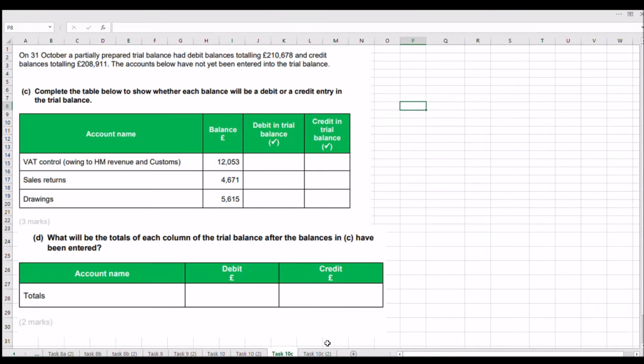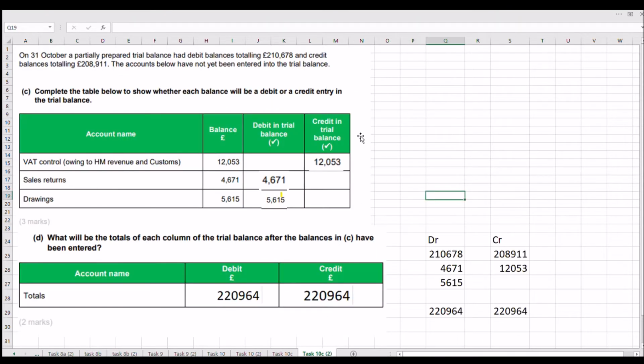Okay, so this is just a trial balance question here. So we've got our amounts here. In terms of VAT owing to HM Revenue and Customs, so money going out, that'll be a credit. Sales returns, so this is less money available to shareholders, less money to be able to go out, so that's a debit. A reduction in the money out item is a debit. And drawings, a reduction in the amount that was available for shareholders as well. So another reduction in the money out item, that's a debit there. So those are the credits and debits in here.